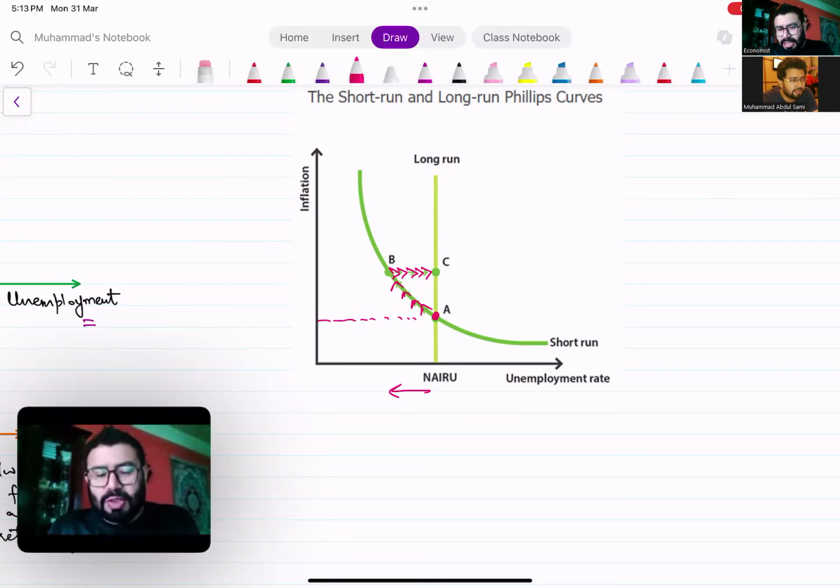This continues until the unemployment rate equals the NAIRU again, and inflation stabilizes at a higher level, as shown by point C. The unemployment rate will always return to the NAIRU in the long run, and any attempt to lower the unemployment rate below the NAIRU will increase inflation. Therefore, the long-run Phillips curve can be thought of as a straight vertical line.